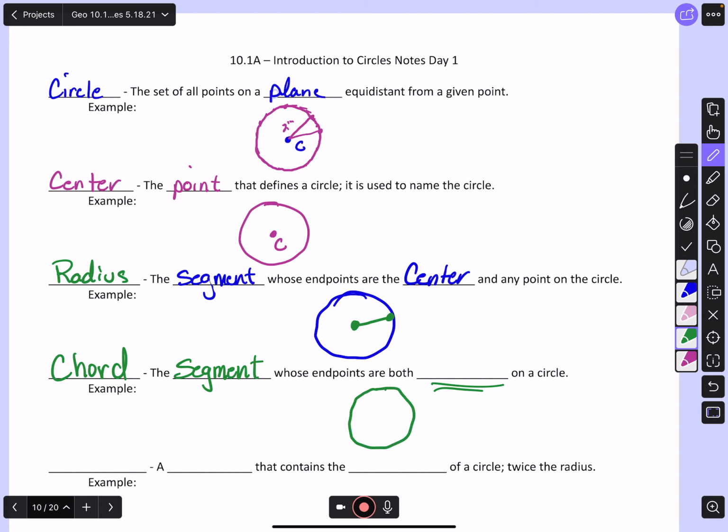Chord is, let's call this circle C again. A chord is any segment whose endpoints are both on the circle. So that's it. It could be any chord, okay, as long as the endpoints of that segment lie on the circle itself.